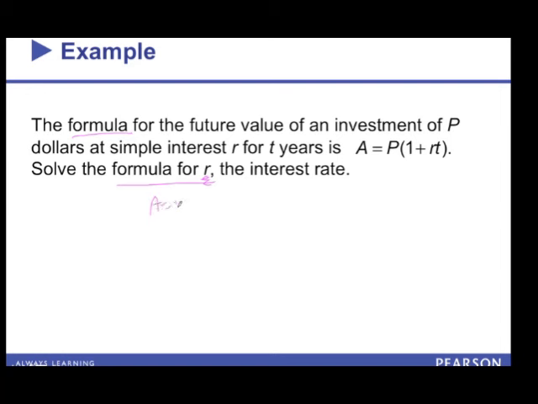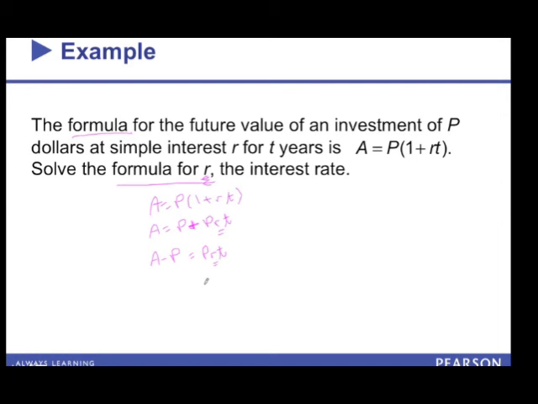So if A equals P times 1 plus RT, the first thing you do is remove the parentheses. So A equals P plus P times RT. Now we want the R term on one side by itself, so let's subtract the P. A minus P equals P times R times T.